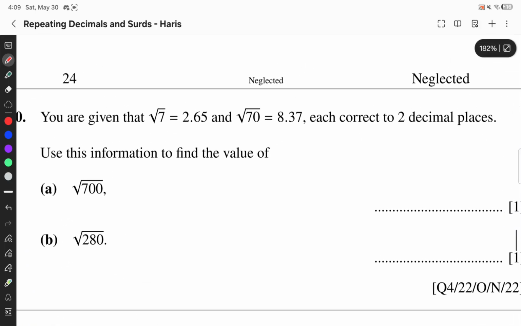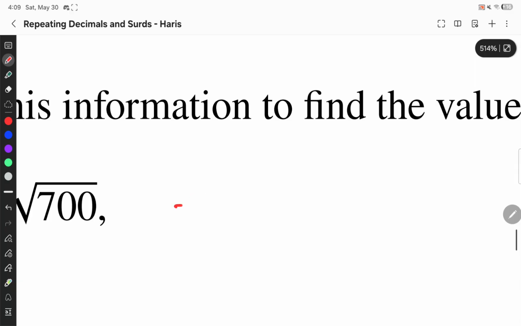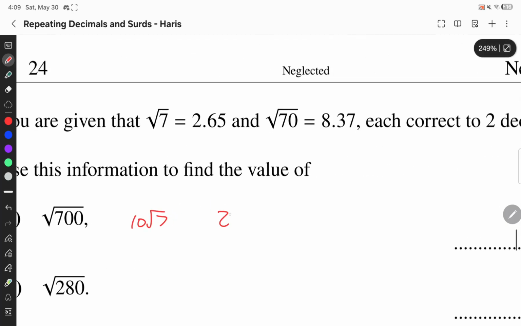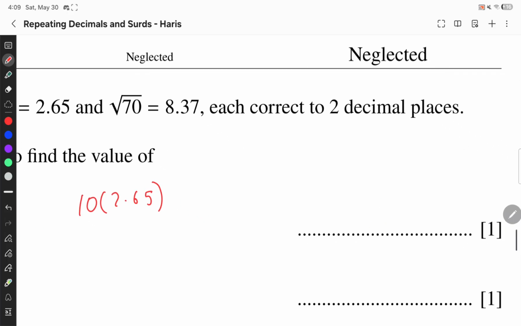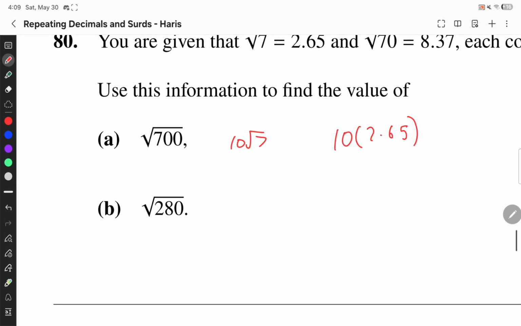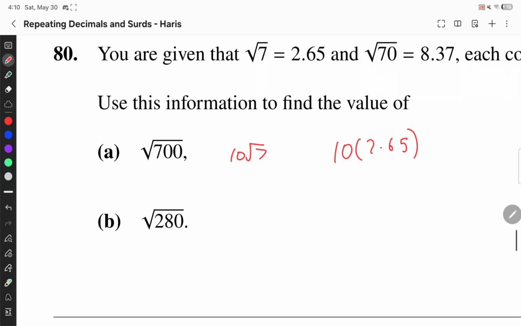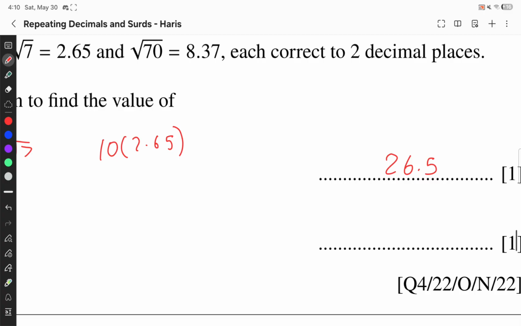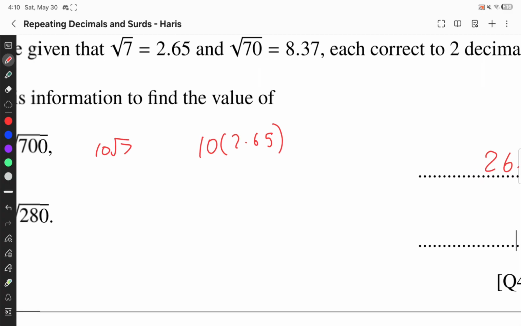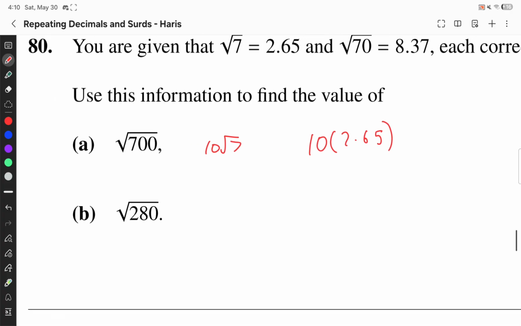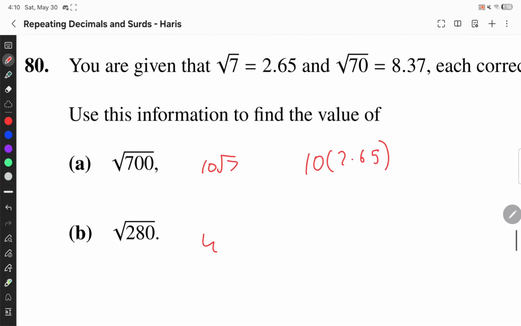You are given that, correct to 2 decimal places. Use this information to find a value of. We can simplify this. This is 10 root 7, so this is 10 times 2.65, which is around 26.5. Remember, we will only use this information. We do not have to kill ourselves over this. It is not two decimal places still, but come on.